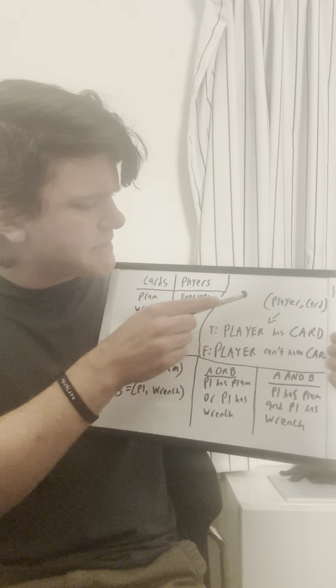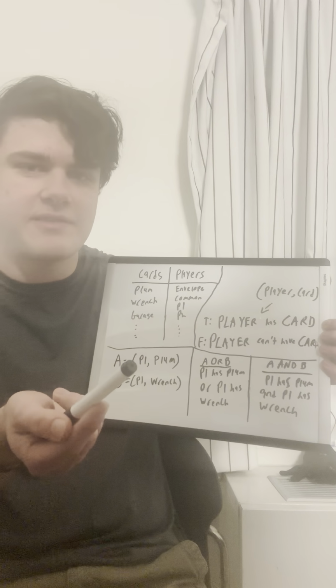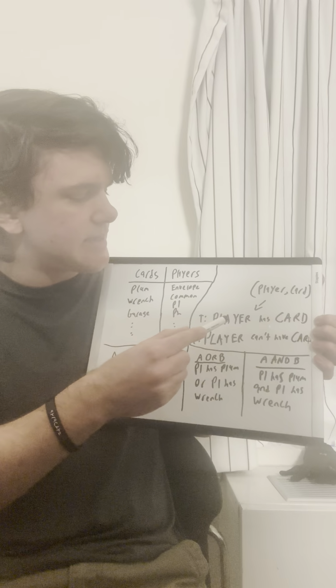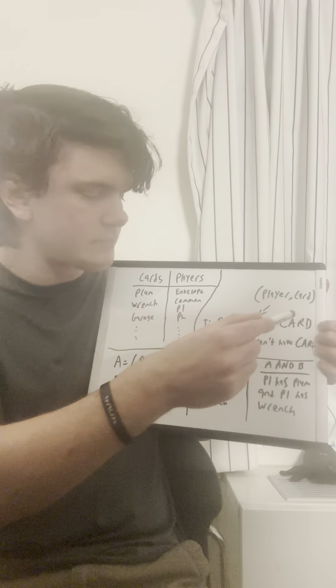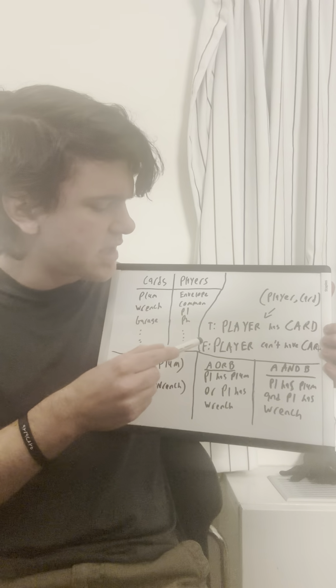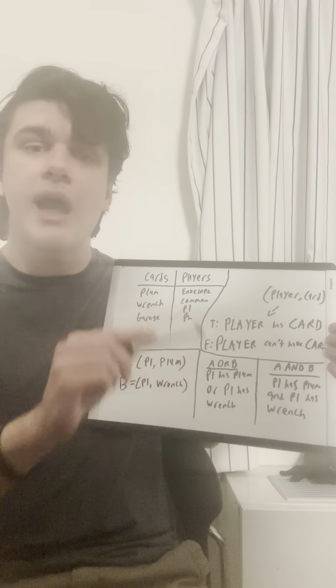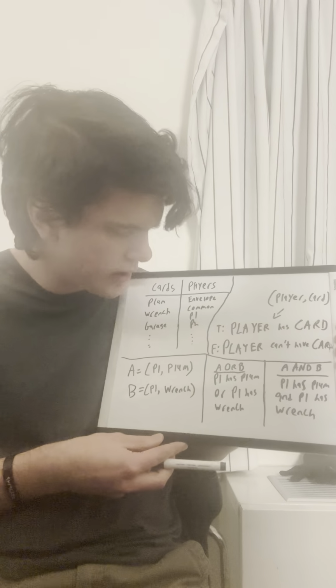Now we need a meaning for this tuple. So if I say P1 plum, what does that even mean, right? Well, if it's true, we can say that that means that P1 must have plum. And on the other side, if we say it's false, that means P1 cannot have plum. It's physically impossible for P1 to have plum.